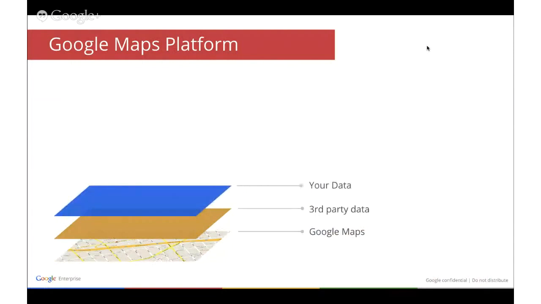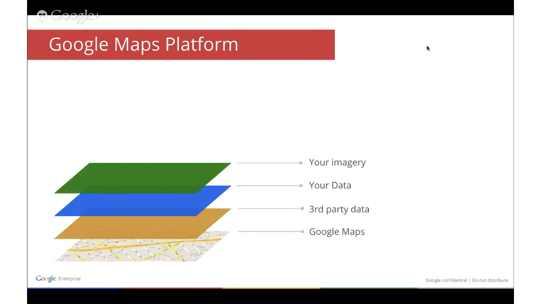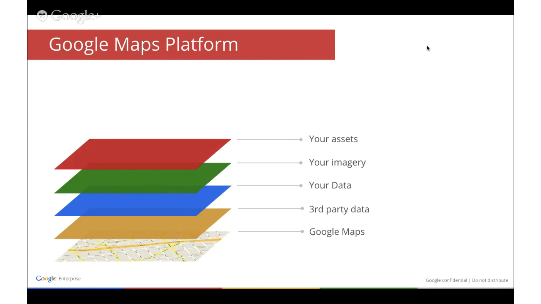You might want to then include your data, which could be transmission infrastructure data. It could be pipeline networks, pole locations, or customer data. You may have some imagery, like pipeline corridors or private aerial imagery that you've collected, or even a custom photo collect of a substation, for example. And on top of that, you want to be able to view your assets. This is your field assets, your remote workers, your vehicles, equipment, and so on.